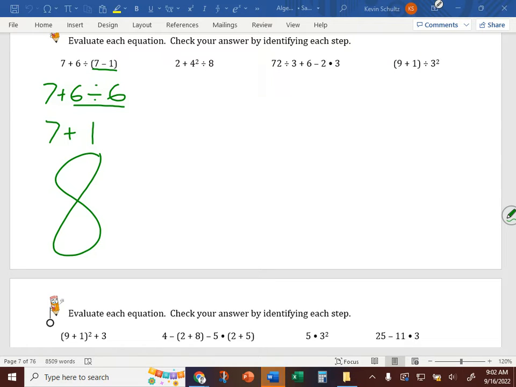Okay. 2 plus 4 squared divided by 8. What am I doing first? Edward. The exponent. And what is 4 squared? 16. So we have 2 plus 16 divided by 8. Next. Nick? Divide by 8. Division. 16 divided by 8 is 2. And 2 plus 2 is 4.